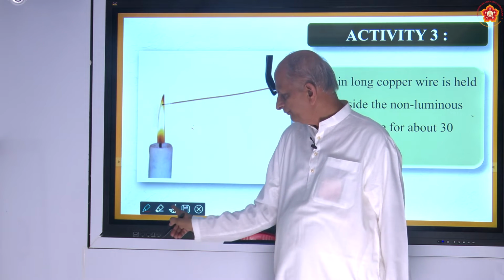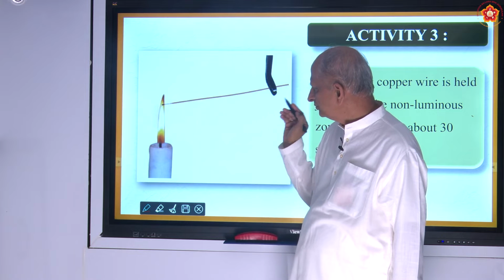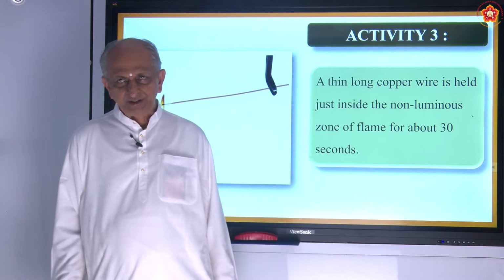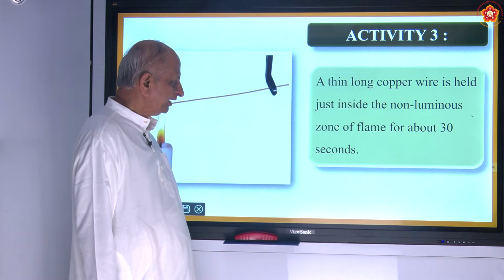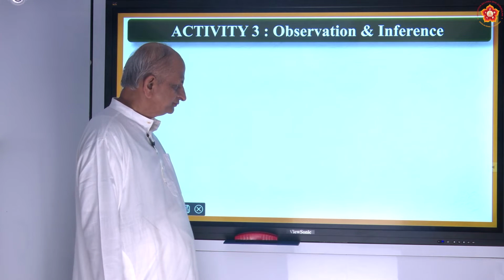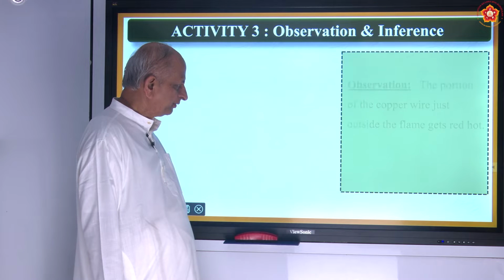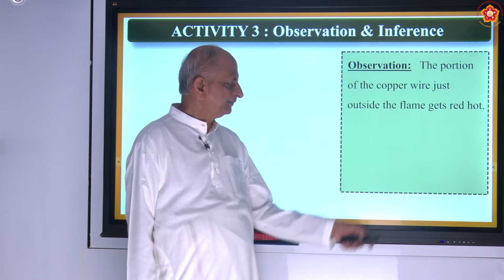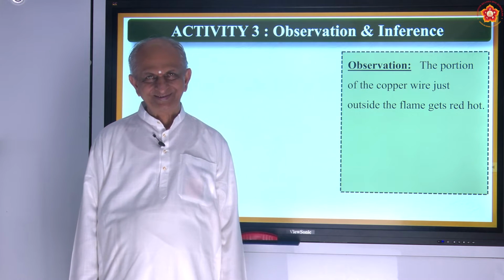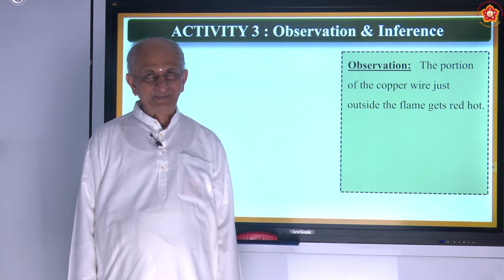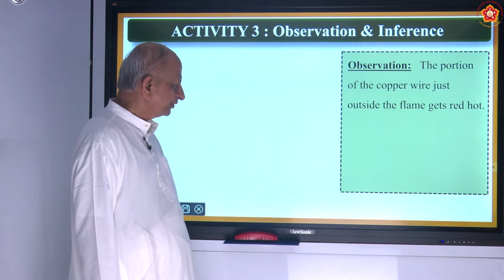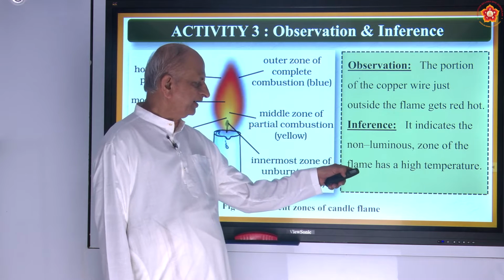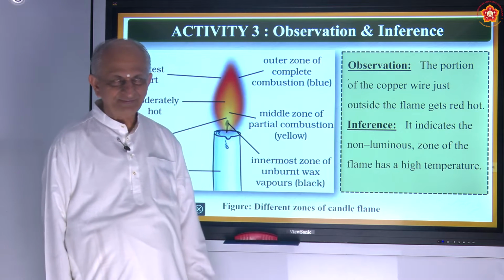What do you observe? You observe something interesting here. Why should we take a copper wire? Because it is a conductor of heat, is it not? So what do you observe? The portion of the copper wire just outside the flame gets red hot. Why does it happen? It indicates that the non-luminous zone of the flame has a high temperature.